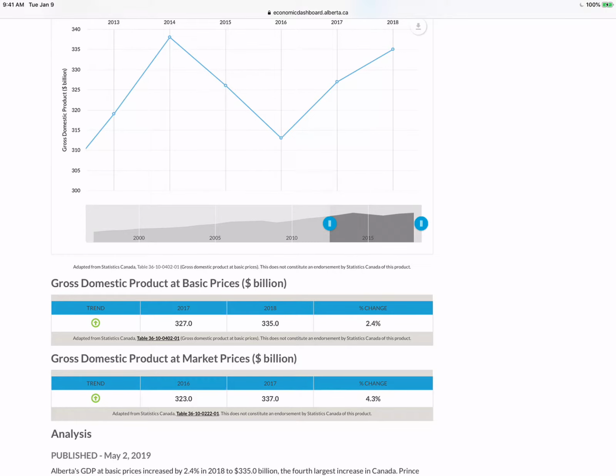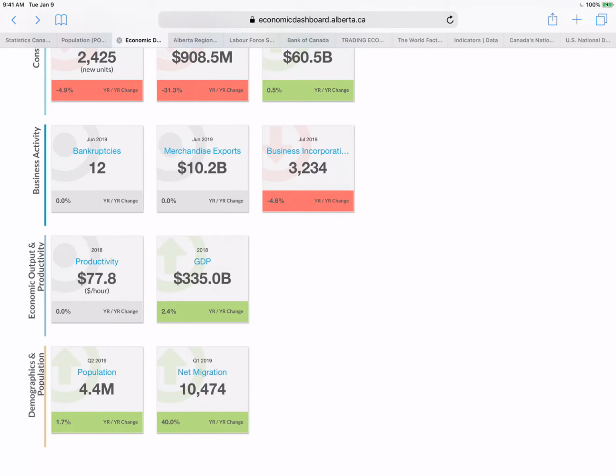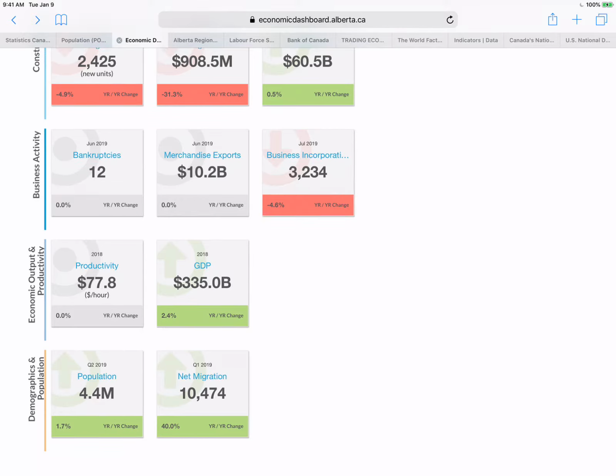So we can look at unemployment, we can look at GDP. We're going to talk this semester about productivity. So you can see there the productivity of the typical Albertan. So the typical worker in Alberta, the amount of goods, the value of the goods they make is about $77 an hour. But does the typical Albertan make $77 an hour? We'll look at that this semester.